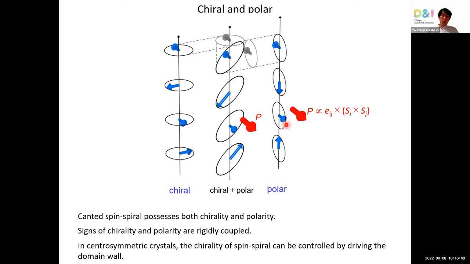So when we reverse the polarity by the electric field, the sign of the chirality is also changed. Okay, so in the centrosymmetric crystal, the different states in terms of chirality, right-handed and left-handed screw, are degenerate. So the chirality state can be controlled by the electric field through the polarity of this cycloidal component by driving the domain walls, similar to the conventional ferroelectrics. So we can control the chirality in this structure.